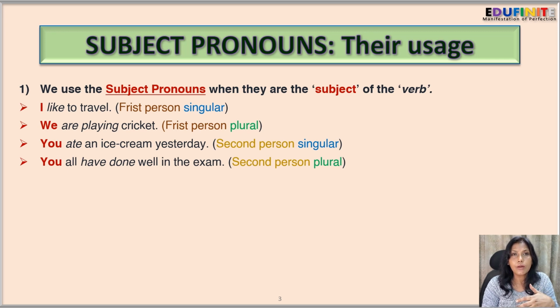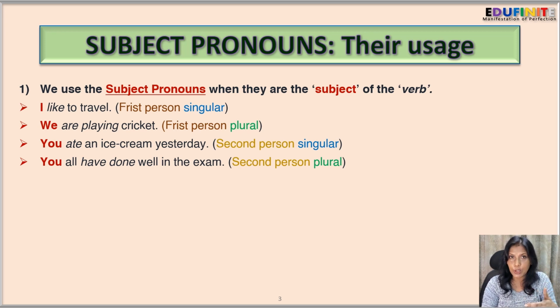Next, we usually use you to represent both singular and plural. Sometimes we include the word all to suggest that the you that we are using is in the plural sense. Like, you all have done well in the exam.